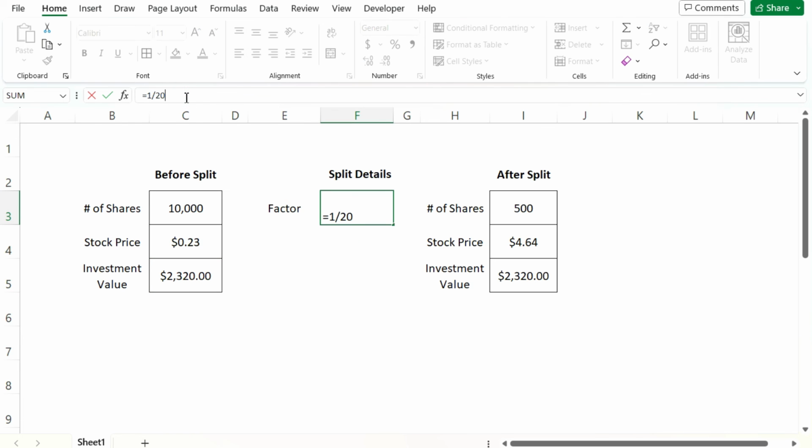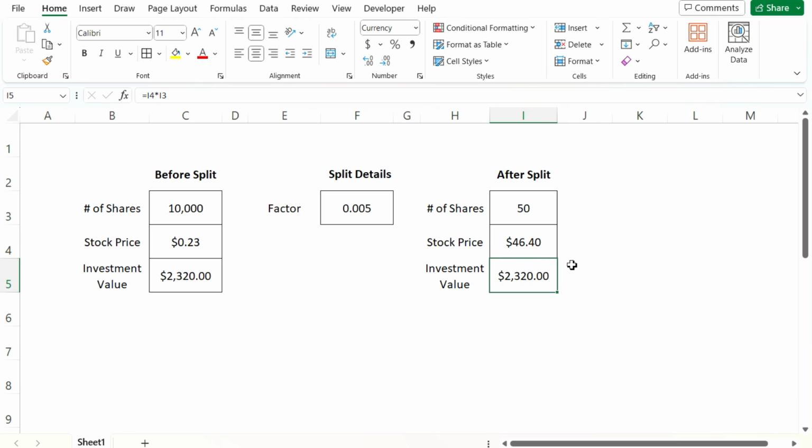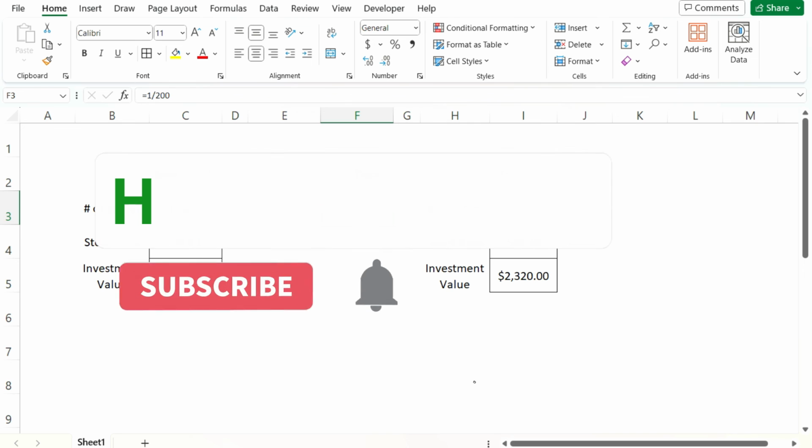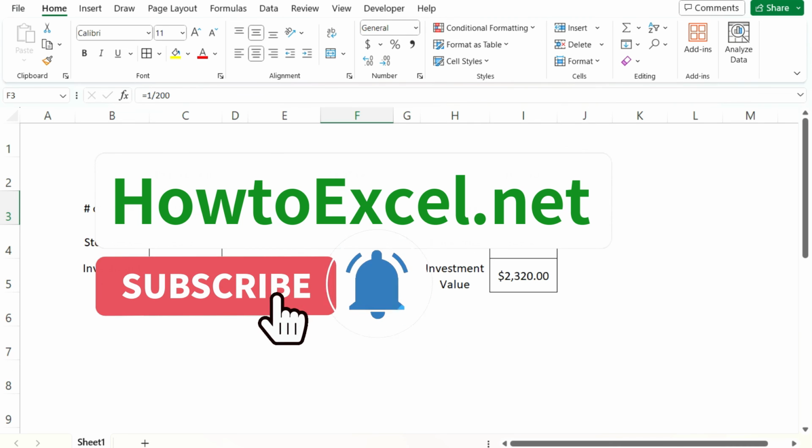They could have done a 1-for-200 reverse split. Your investment value does not change, just the number of shares and the stock price. That's it. Essentially, you're just getting a different slice of your investment, sliced up into a different number of parts. Whether you're doing a reverse split or a normal split, you just need to determine what factor you're multiplying. So this is a simple template you could create if you wanted to do your calculations.